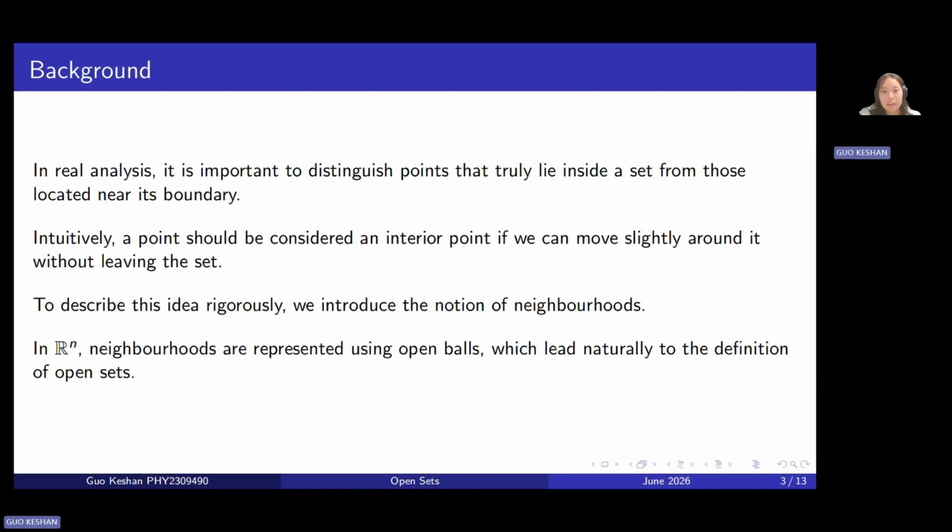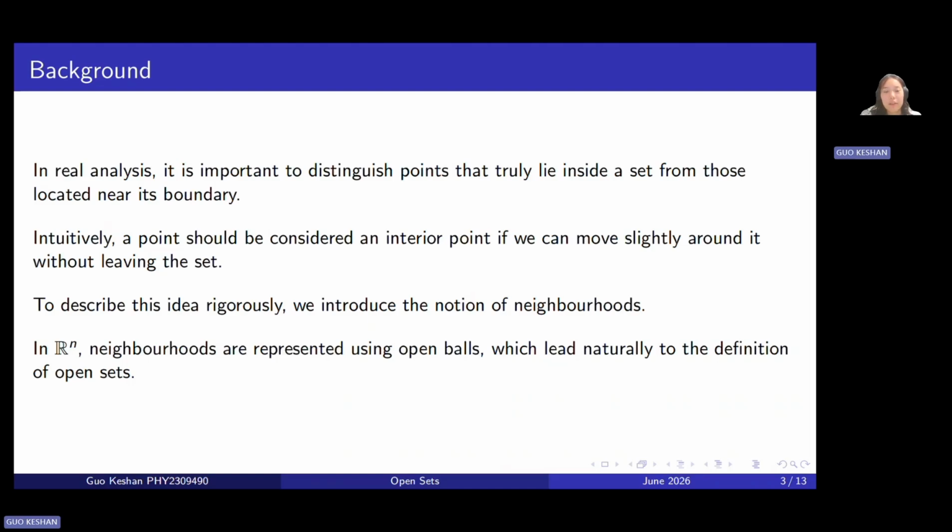Before defining open sets, let us first understand why we need this concept. In elementary calculus, we often work with intervals such as an open interval AB. These intervals seem simple, but they already contain the essential idea of openness. When we move from one dimension to higher dimensional spaces, intervals are no longer sufficient, so we need a more general concept. This motivates the introduction of open balls.